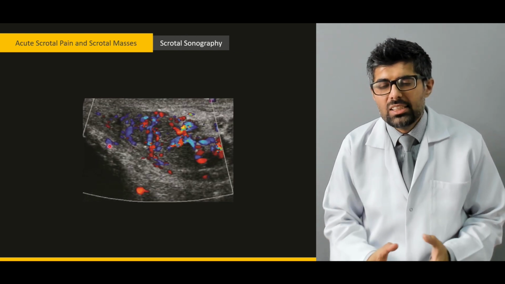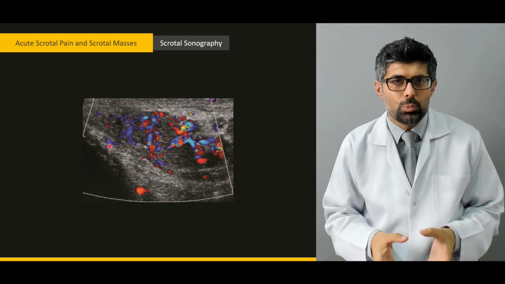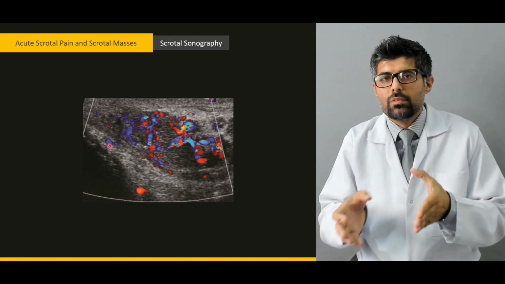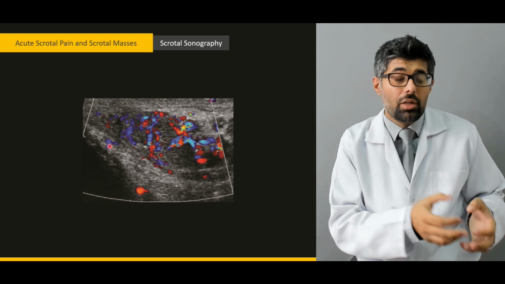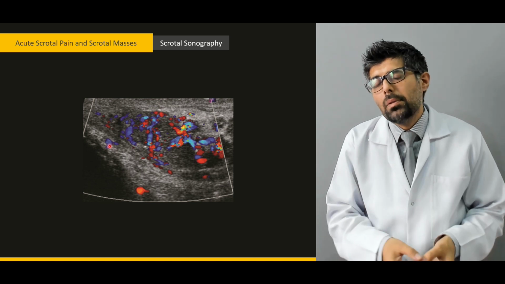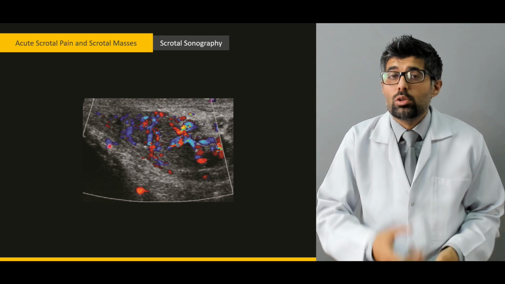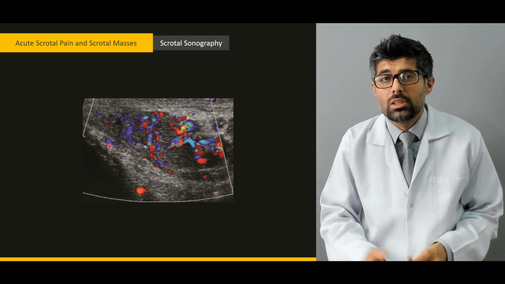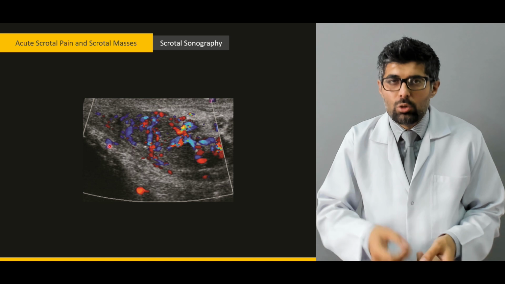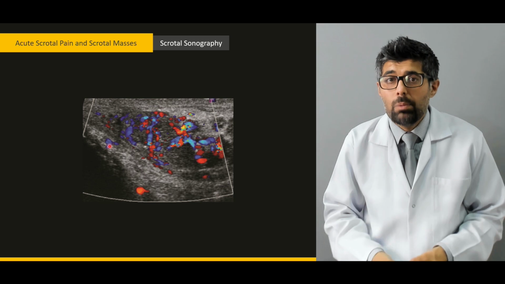Now, like I said, on a scrotal sonography, we can perform Doppler testing too. With Doppler testing, we can find out if the patient is suffering from either epididymitis or testicular torsion. Because in epididymitis, there will be increased blood flow towards the testes because of the inflammation of the epididymis. But in testicular torsion, because of the torsion or the twisting of the testes, the blood flow will be reduced.